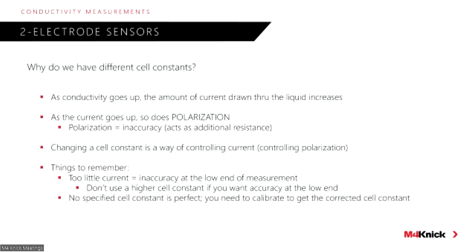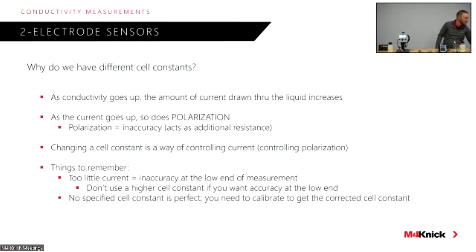So we recommend at M4 Knick, when you get above that 20 millisiemens range, we start looking at different types of sensors. So just want to note that, and we'll talk about the 4 electrode sensor here in a few slides. But this phenomenon of polarization is why most manufacturers, including us, cap the measurement range for a 2 electrode sensor at around 20 millisiemens per centimeter.